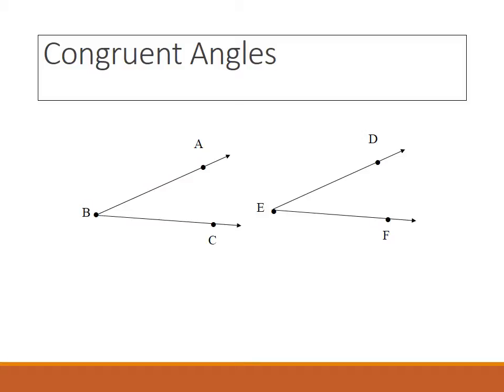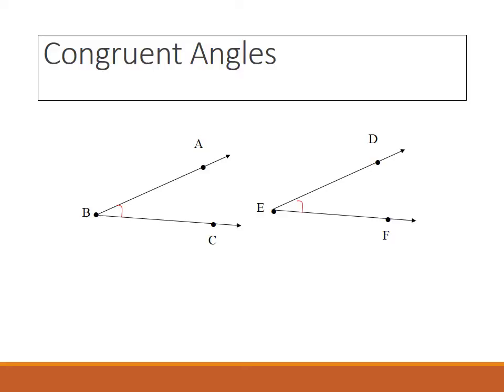Congruent angles. Just like congruent segments, congruent angles also will have a symbol. Remember when we had the congruent segments, we used tick marks. Well, with congruent angles, we will use arcs and the same amount of arcs. So in this case, you see that they both have 1. If I had 2 on angle ABC, I would need 2 on angle DEF, and so forth.